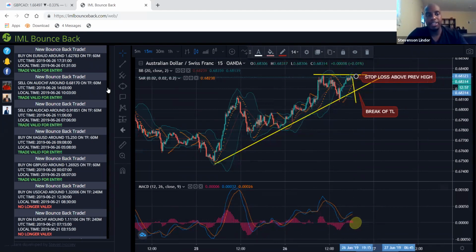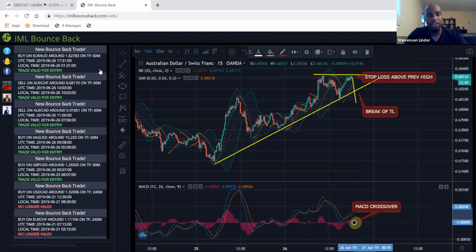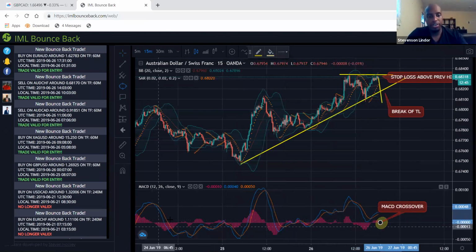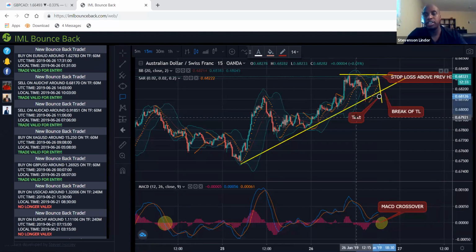I get my MACD crossover, crossing over that 0 line, just like I had a crossover over here. Boom, boom. And then I have a clean trade, 10, 20 pips. Literally. And that's why so many people are winning with this product, right?